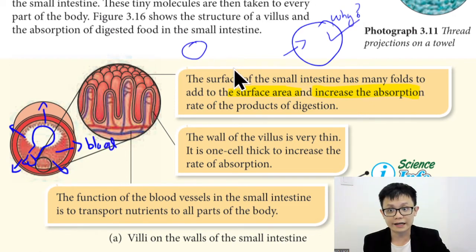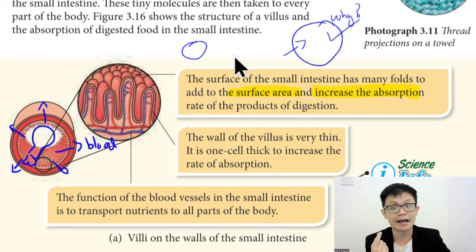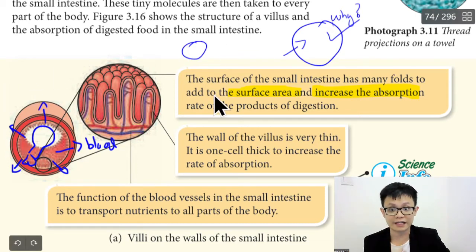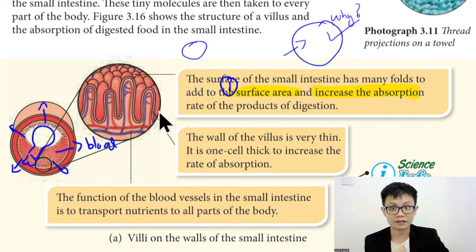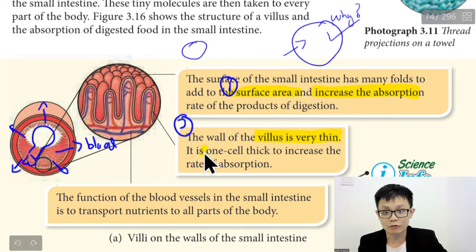Okay, so we know that usually the question will ask, what are the characteristics that help the food absorption in your body? So 3 marks, for example. The first mark, you need to say it has a large surface area due to the villi or villus, up, down, up, down, up, down. The second one you need to say is the wall of the villus is very thin. How thin? Thin like 1 cell thick.